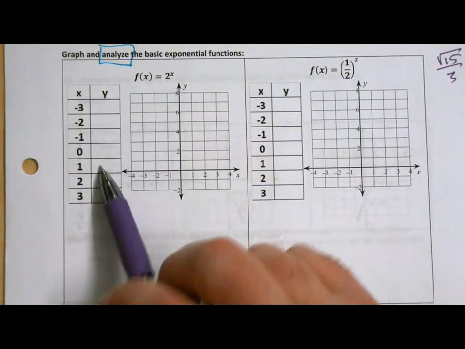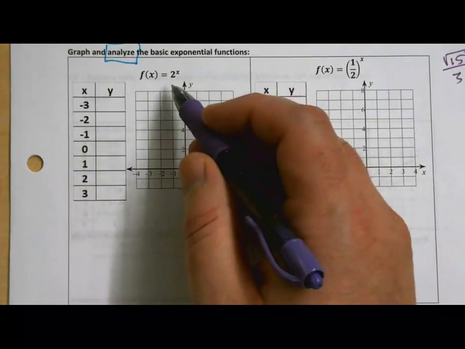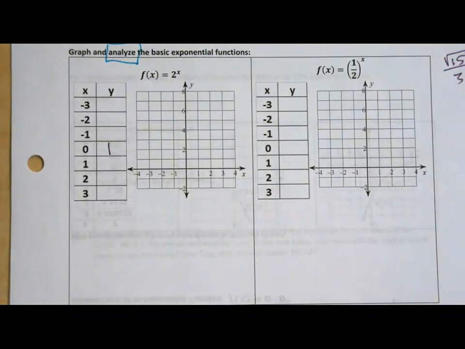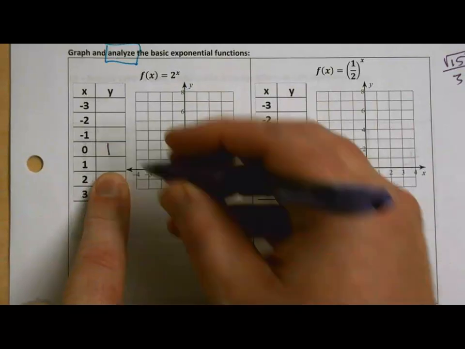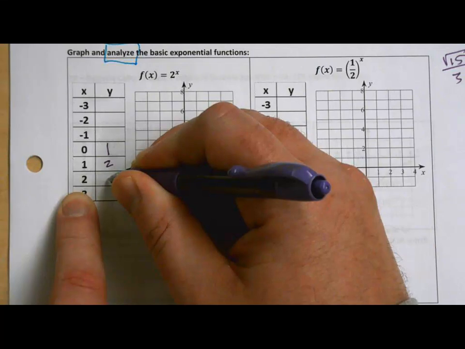So let's fill out our table here. This should be pretty easy. I like starting with 0. 2 to the 0 is just 1. Anything to the 0 is 1. 2 to the first is 2. 2 to the second is 4. 2 to the third is 8.